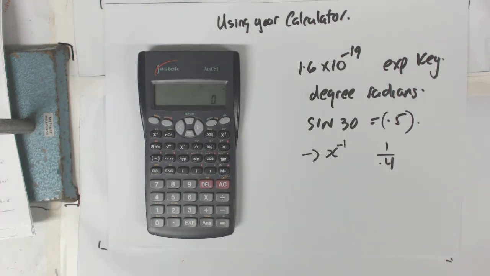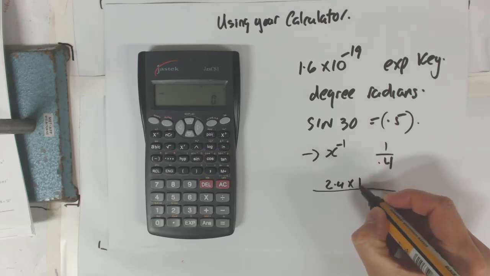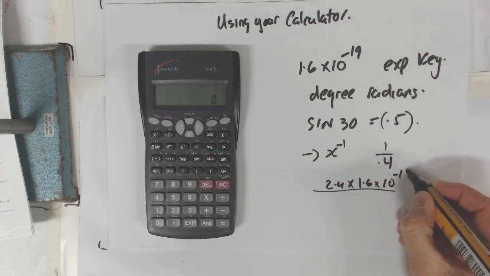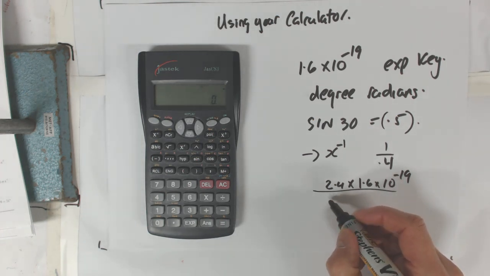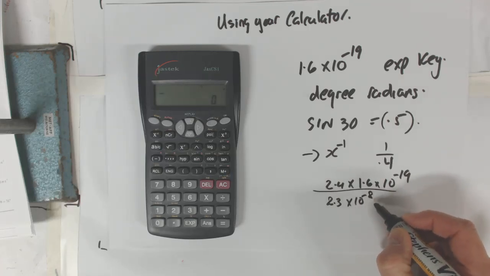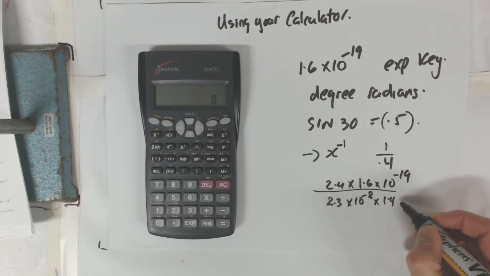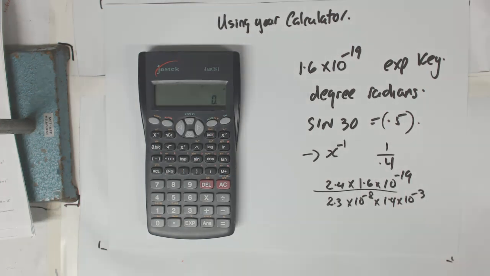Dividing, this is a common problem. When you've got maybe two numbers, maybe 2.4 times 1.6 times 10 to the minus 19, and you want to divide that all by, say, 2.3 times 10 to the minus 8 times 1.4 times 10 to the minus 3. How are we going to do that?